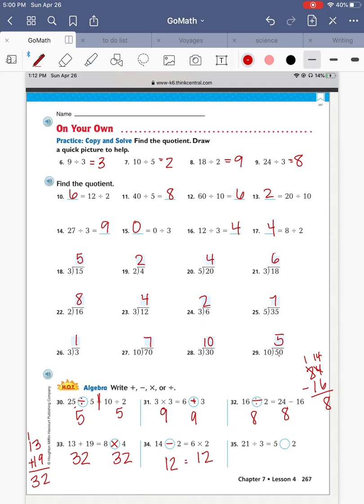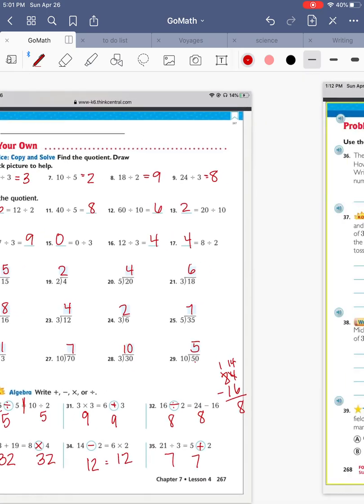Then for 35, 21 divided by 3 is 7. 5 plus 2 is 7, so that works. Let's check the other ones. 5 minus 2 is 3. 5 times 2 is 10. And 5 divided by 2 you can't do. So by adding those two numbers together, we get a 7. That makes both sides equal 7. Okay? So that's how you get the bottom numbers. You have to make both sides equal to the same number.